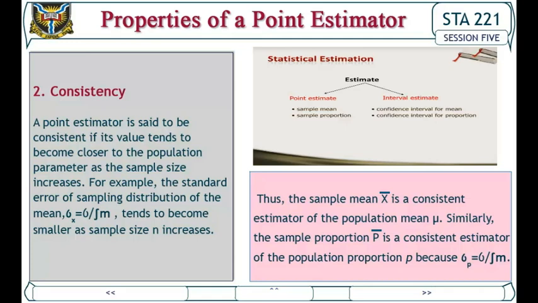For example, the standard error of the sampling distribution of the mean, which is equal to standard deviation over root n, tends to become smaller as sample size n increases. Thus, the sample mean is a consistent estimator of the population mean. Similarly, the sample proportion P bar is a consistent estimator of the population proportion P because its standard error is likewise equal to standard deviation over square root of n.